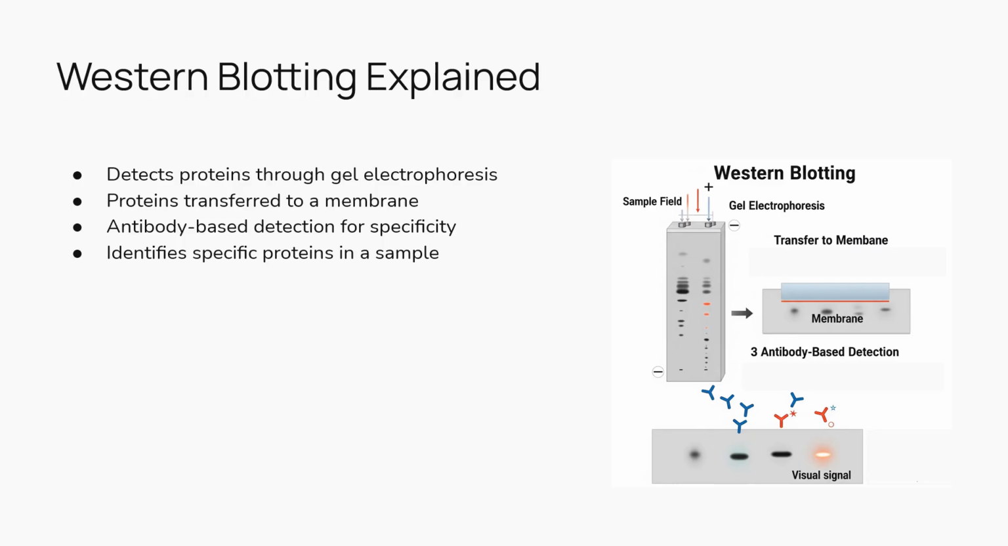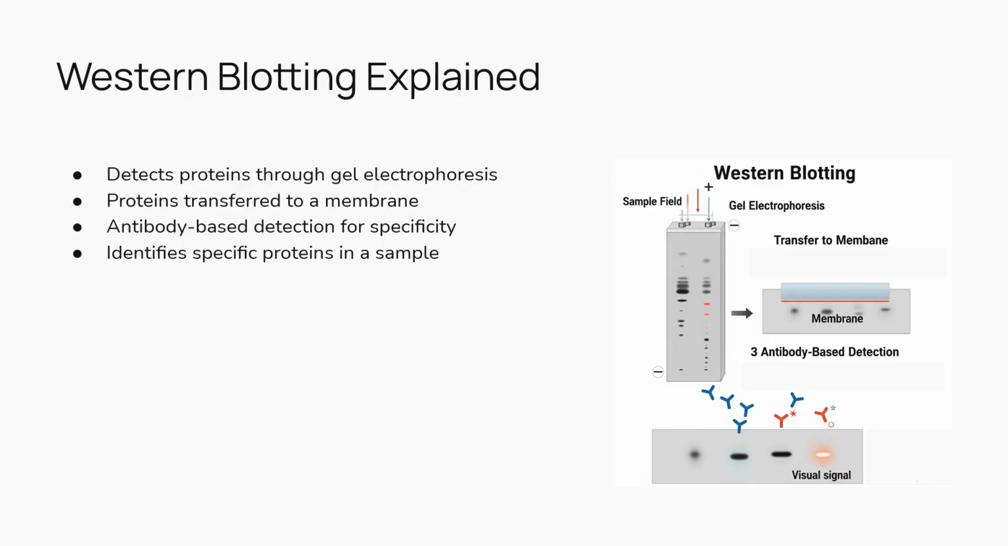The specific primary antibodies bind to the target protein on the membrane, and then a labeled secondary antibody allows for detection by chemiluminescence, colorimetric, or fluorescent methods. So how it works: we have protein separation, where the sample proteins are separated based on molecular weight.